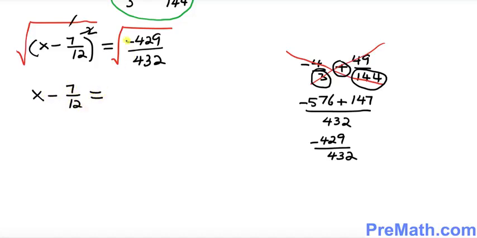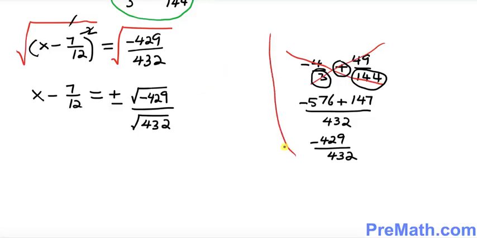12 equals to, watch out over here, we have to be careful. This is going to be with the positive and negative sign, and I'm going to split these fractions like this way. Negative 429 on the top, with the radical sign, divided by square root of 432.